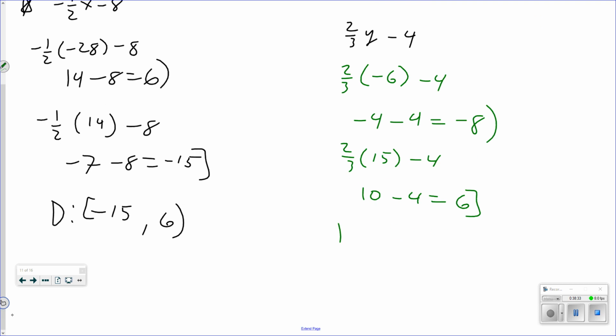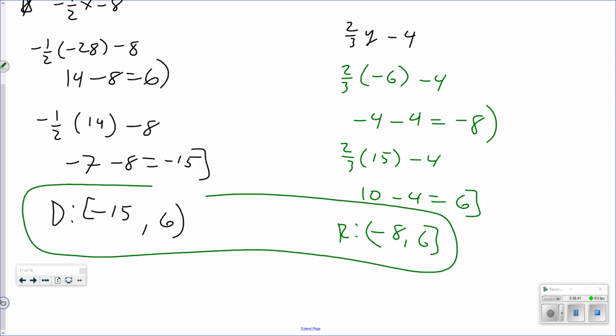Order from least to greatest. Your new range is negative 8, 6. Just like that. And this right here is your answer. That's your new domain and new range.